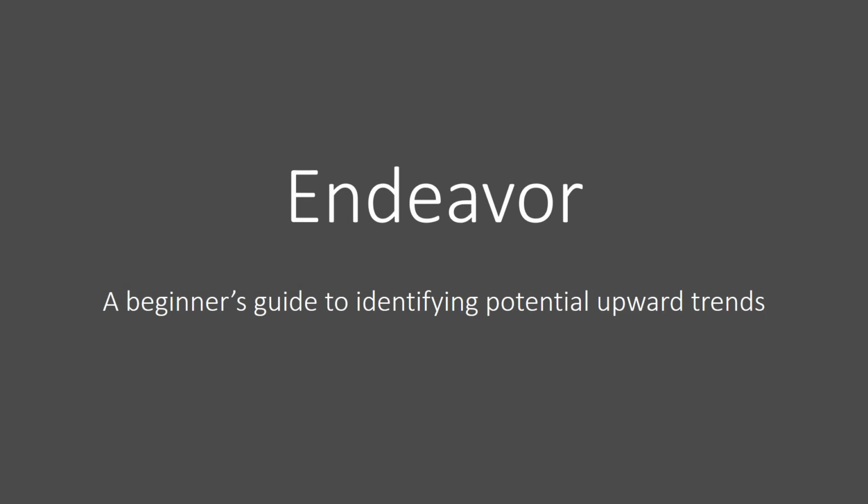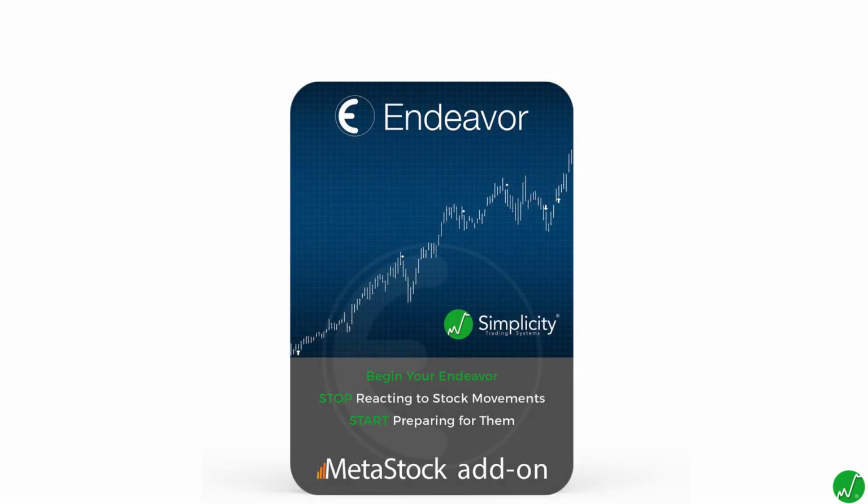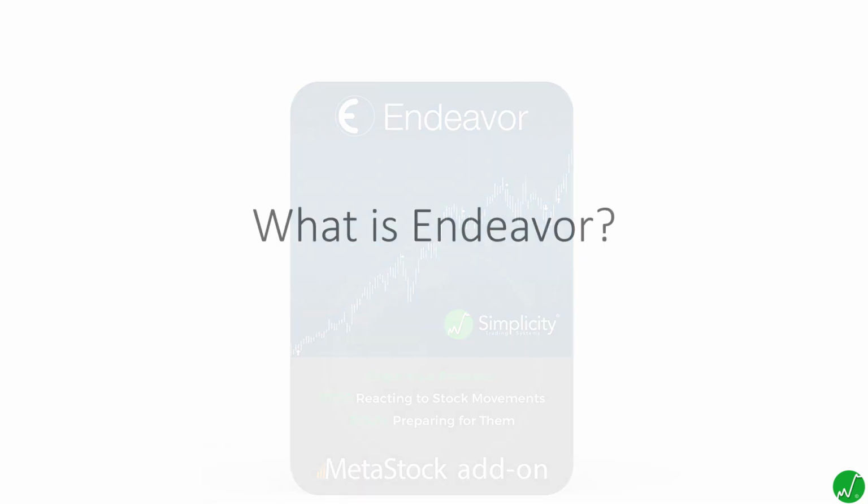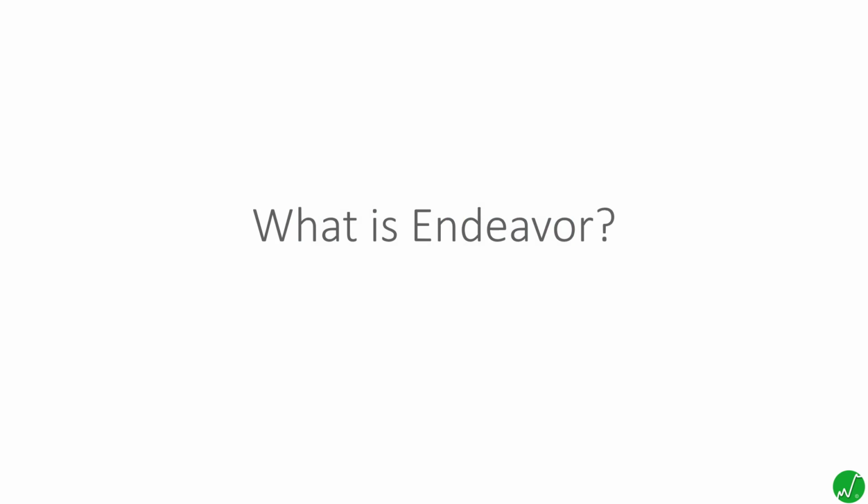Welcome to the Endeavor tutorial, a beginner's guide to identifying potential upward trends. The Endeavor add-on for Metastock is made up of 7 different signals. When all the signals are used together, you'll be able to predict the future movement of your favorite securities. Now, let's get started. So, what is Endeavor?